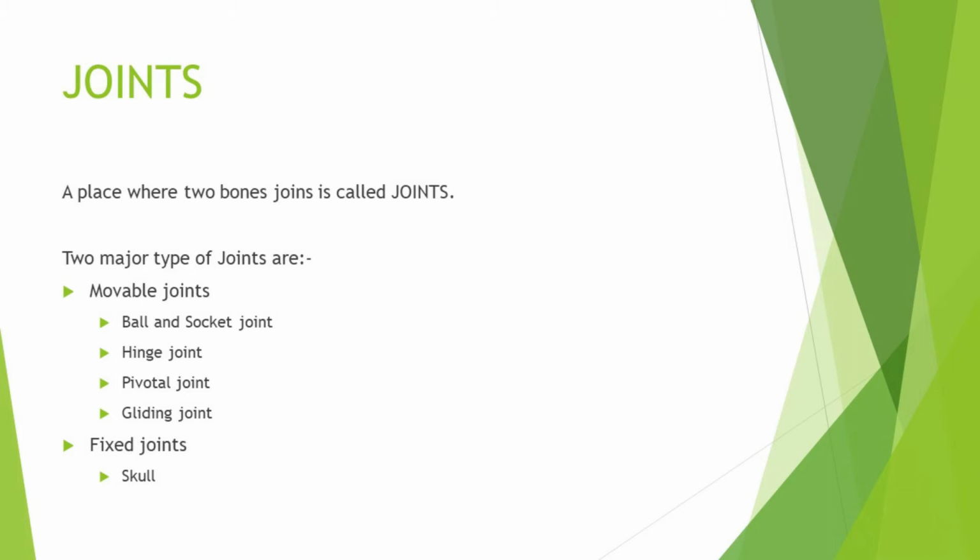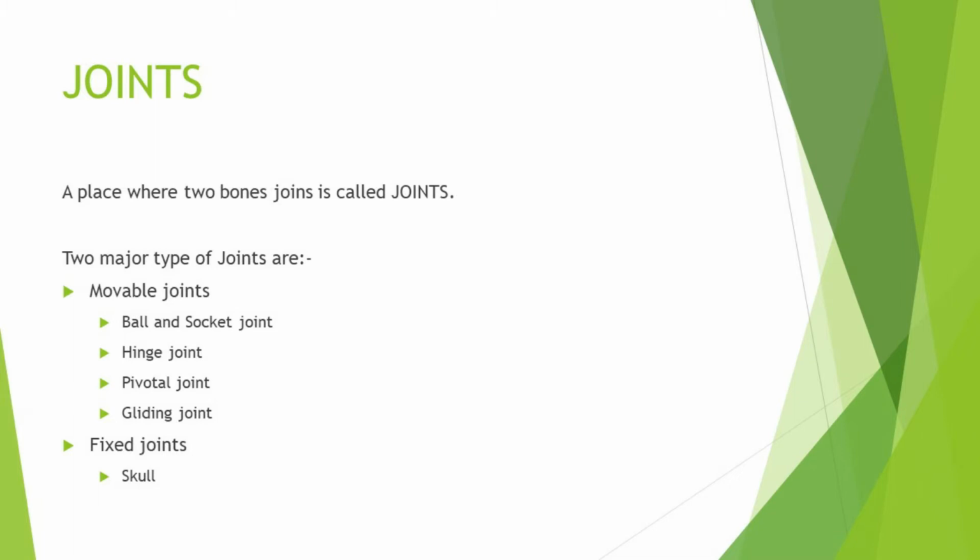What are joints? A place where two bones join is called a joint. At the joint, bones are held together by tough, flexible bands of elastic tissue called ligaments. The end of the bones forming a joint is lined with a layer of tough and elastic tissue called cartilage. So this is called a joint.